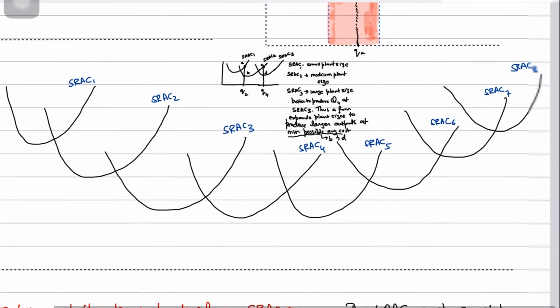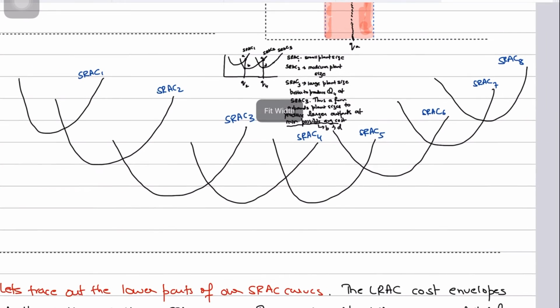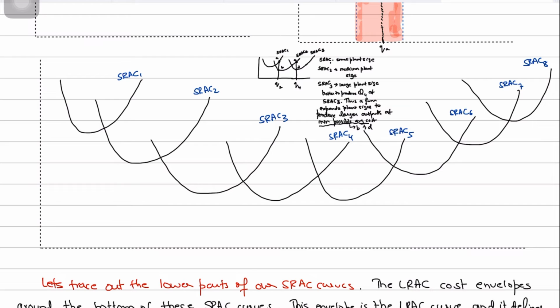So I've made like 8 different short run average cost curves. It's not that there would be only 8 or 9 different short run average cost curves representing different corresponding capitals and plant sizes, but the point is that there could be many of them in between these. I have drawn it just to simplify things for us, so that you could understand the concept.